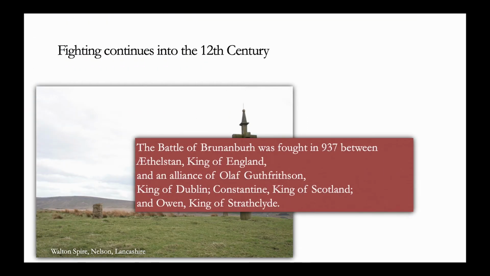Fighting among the tribes and between England and Scotland continued into the 12th century. The Battle of Brunanburh was fought in 937 between Athelstan, King of England, and an alliance of Olaf Guthferthson, King of Dublin, Constantine, King of Scotland, and Owen, King of Strathclyde.